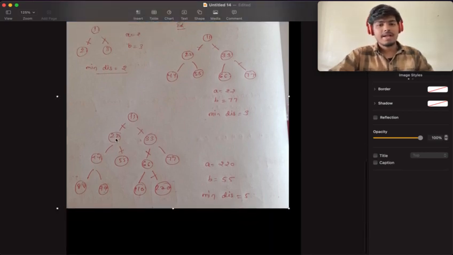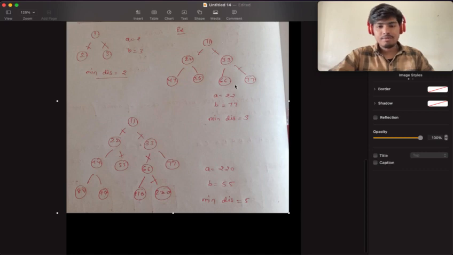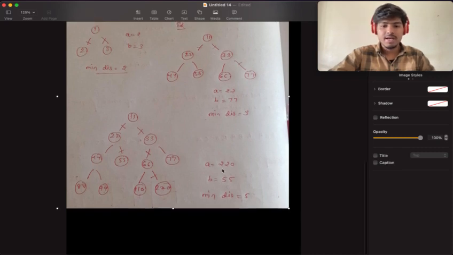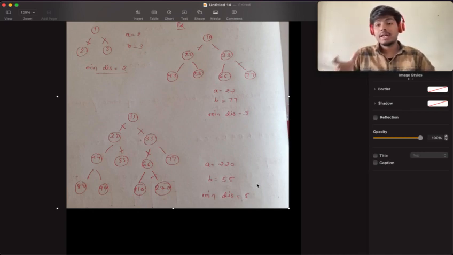So let's take this example first: a equals 22 and b equals 77. The path will be 1, 2 and 3. Here we are starting from this point A and ending at this point B. So the minimum distance between A and B will be 1, 2, 3; 3 will be the minimum distance. Same as a equals 220, sorry, 22, and b equals 55. The minimum distance is 1, 2, 3, 4, 5. 5 will be the minimum distance. Means we have given the starting point and the ending point, then we have to find the minimum distance from the starting point to the ending point.